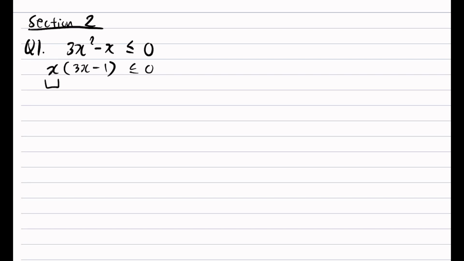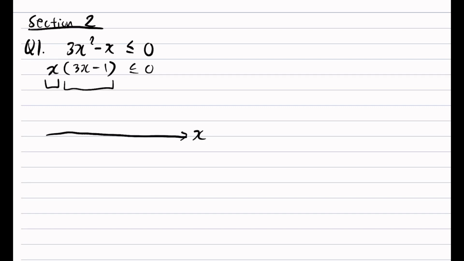Let's start with question 1. 3x squared minus x less than or equal to 0. Can you see how you can factorize the left side? Factor out the x. Good. Left with 3x minus 1, less than or equal to 0. Then, factored form already. The moment you reach factored form, straight away draw the curve. I think method 2 is the fastest way.